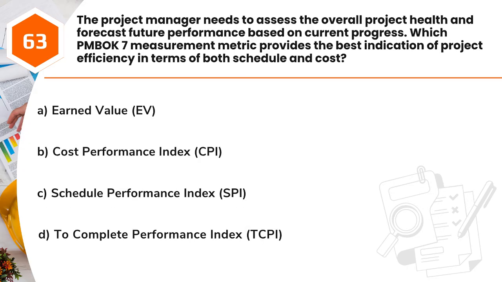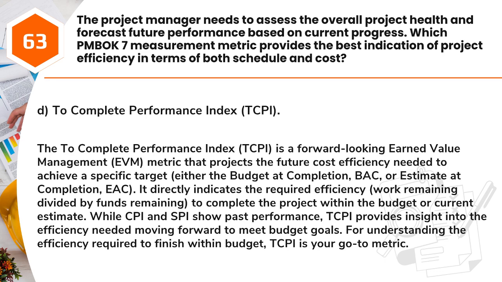Question 63. The project manager needs to assess the overall project health and forecast future performance based on current progress. Which PMBOK 7 measurement metric provides the best indication of project efficiency in terms of both schedule and cost? A. Earned value, EV. B. Cost performance index, CPI. C. Schedule performance index, SPI. D. To complete performance index, TCPI. Answer: D. To complete performance index, TCPI.